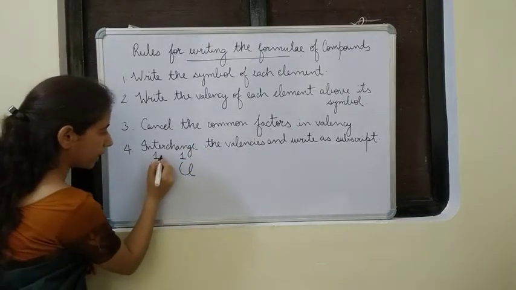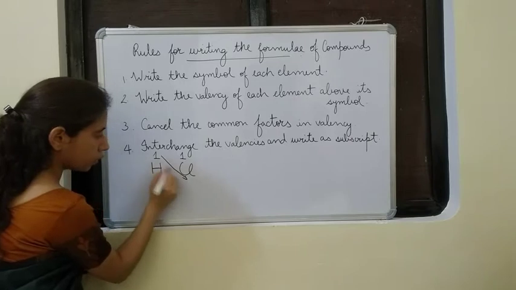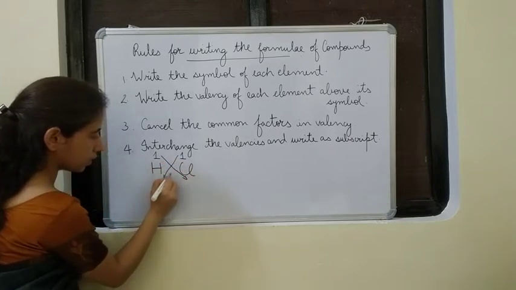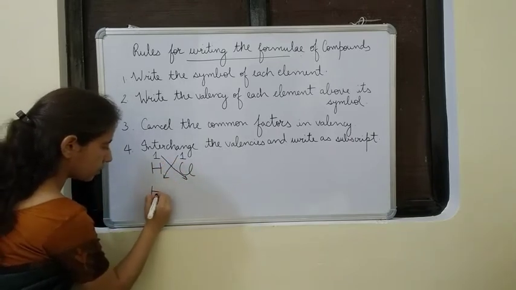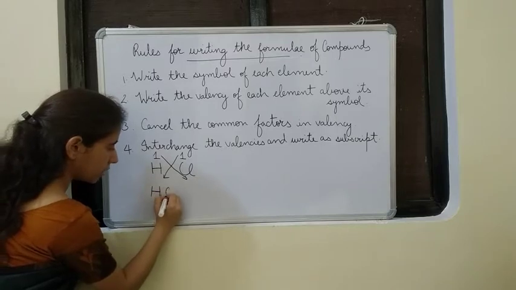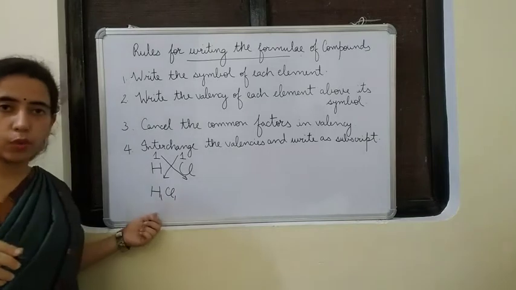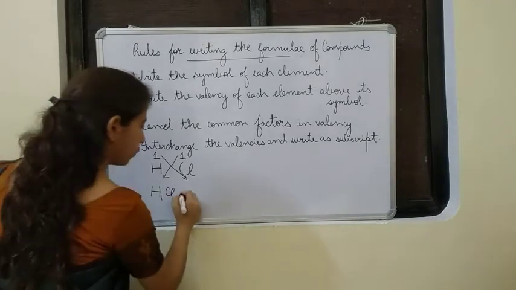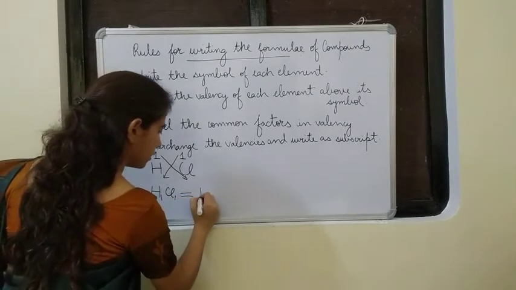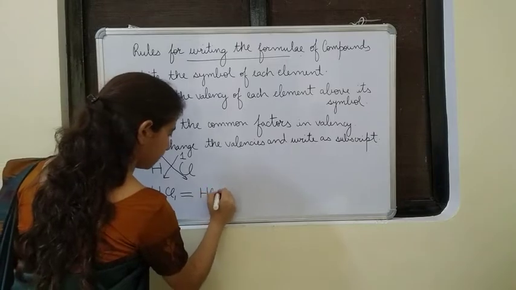Then interchange the valencies and write as subscript. So we are going to interchange them. This one goes here and this one comes here. So we can write them as subscript, H1 and Cl1. And I already told you, writing 1 we can avoid. So what comes out to be the formula for hydrogen chloride is simply HCl.